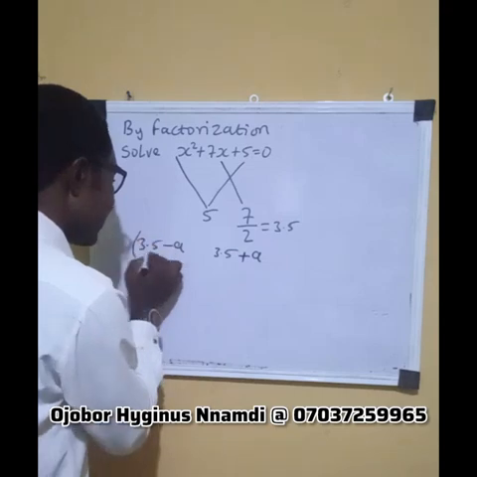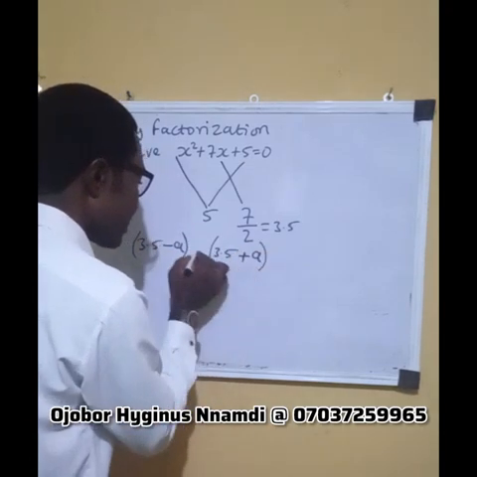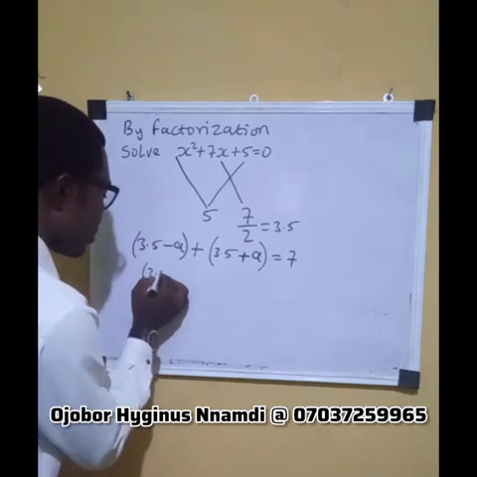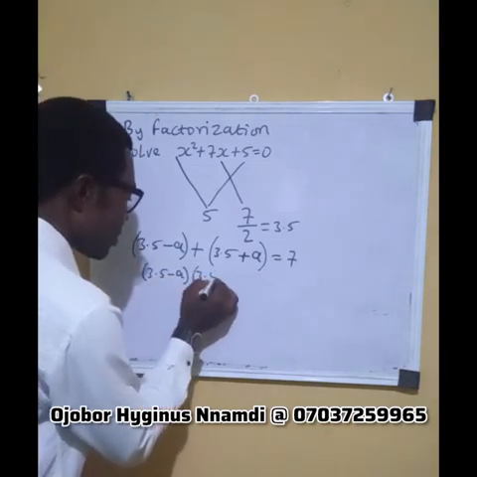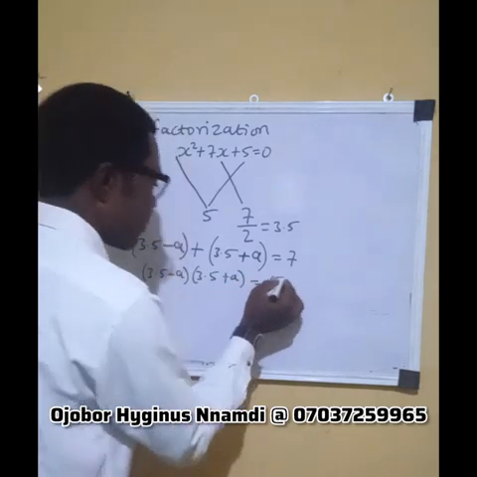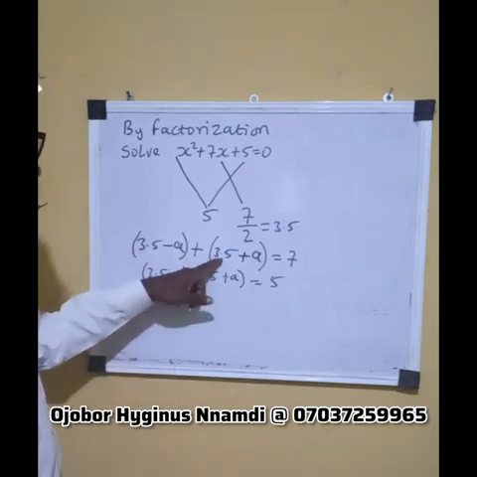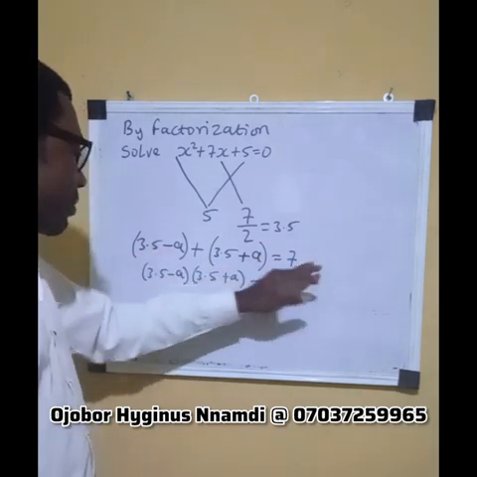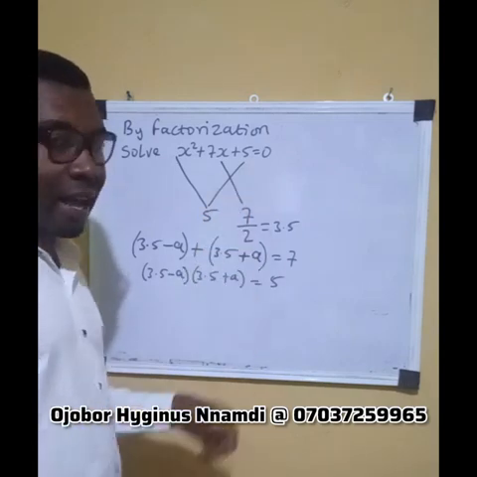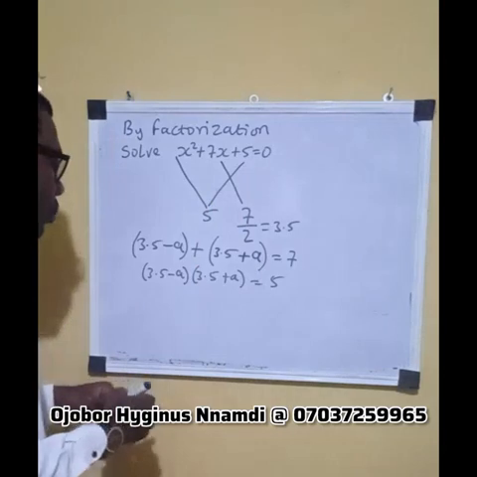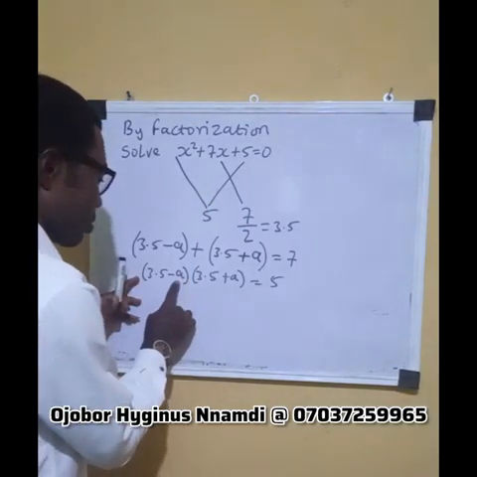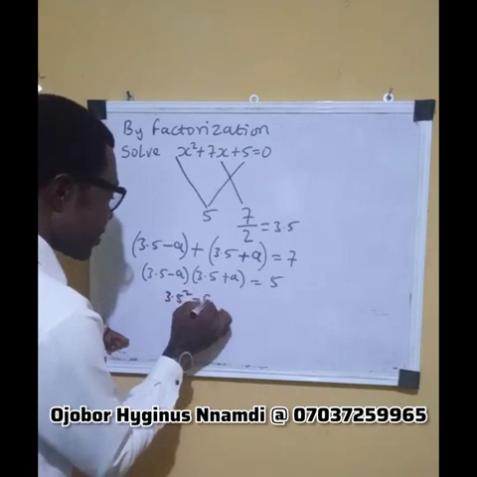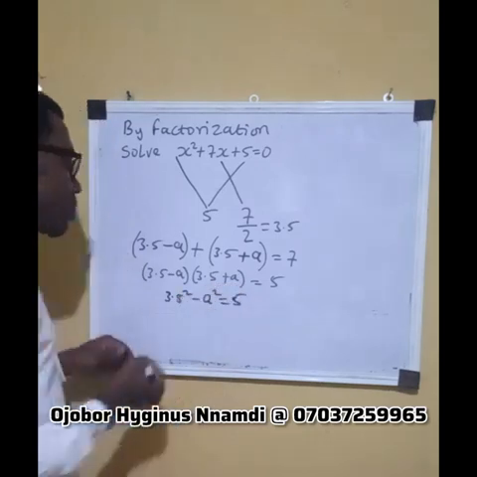So that means that these two numbers are the two numbers that I'm going to add to get 7, and they are still the two numbers that I'm going to multiply to get 5. Of course, 3.5 plus 3.5 is 7, and minus a plus a will give us 0. So if you add these two things, you get 7. And if you multiply, we should get 5 as we solve factorization. So let us now use this to know what this a actually is. If you look at this, this is difference of two squares. And of course, we can say 3.5 squared minus a squared is equal to 5.